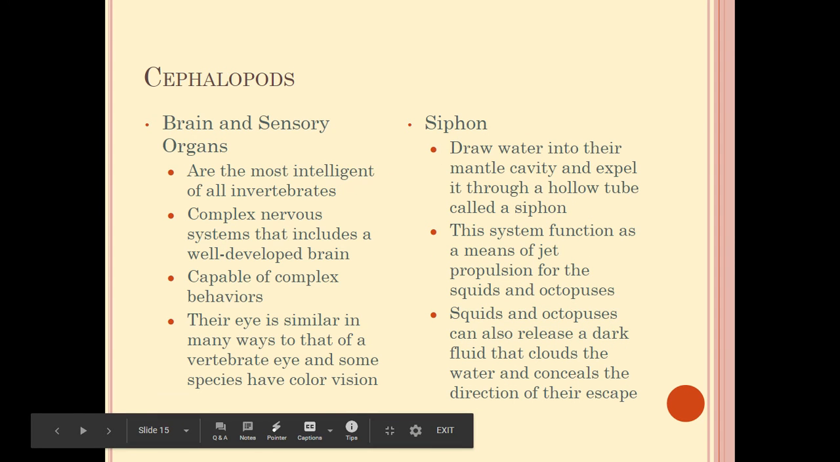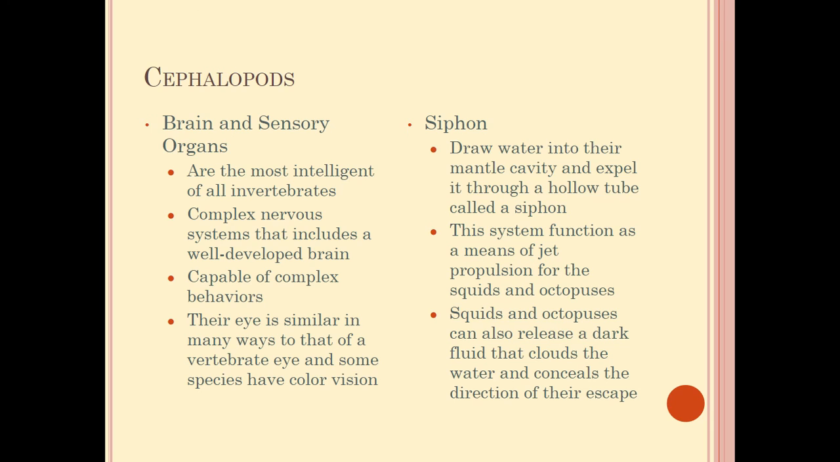And so with the cephalopods, they have a brain and sensory organs. They are extremely intelligent. In fact, octopus are the most intelligent invertebrates that we have on the planet right now. They have complex nervous systems, including that well-developed brain. They're capable of learning. And we know that they have eyes that actually have vision, and some species have color vision.